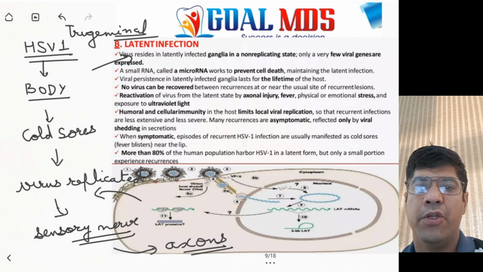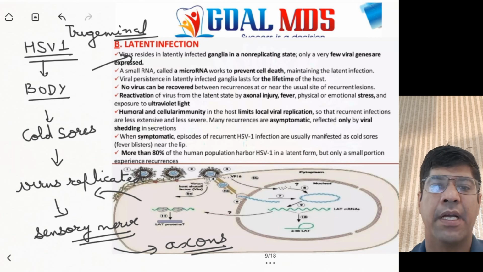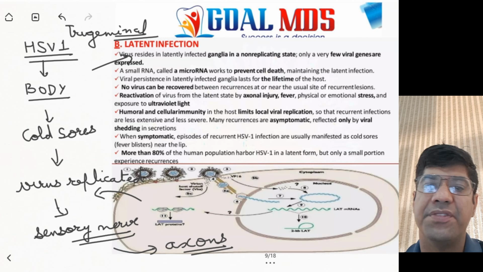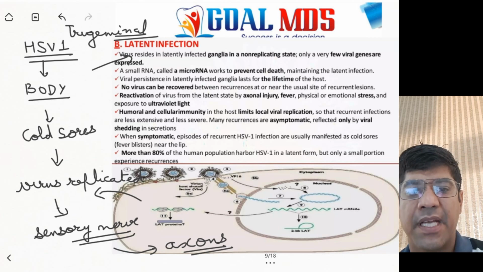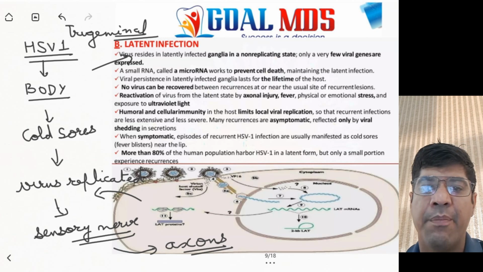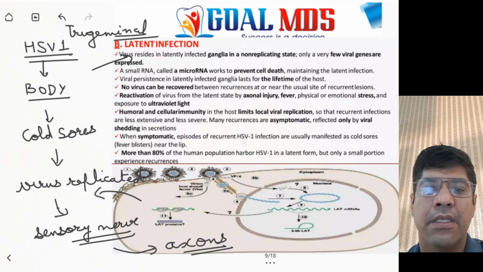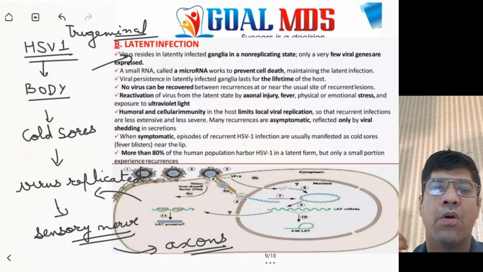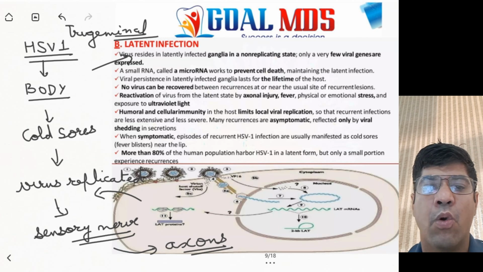Periodically, you will see the virus reactivate from its latent state. What are the factors that cause it to reactivate? Various factors like stress, illness or a weakened immune system will trigger this reactivation. The virus will become active again, travel back along the axon to the skin or mucosa and cause new symptoms like cold sores.